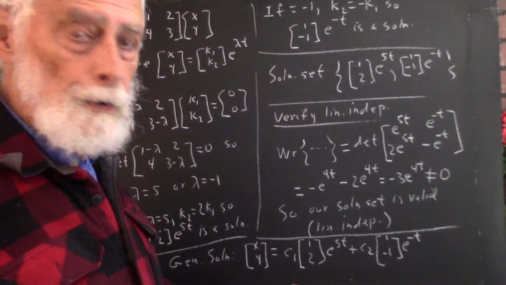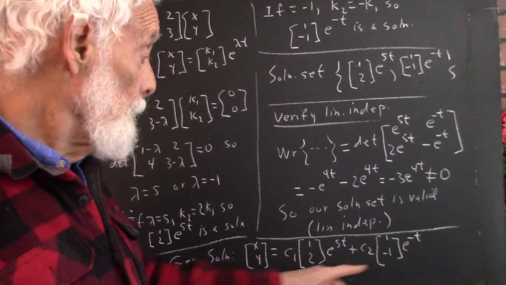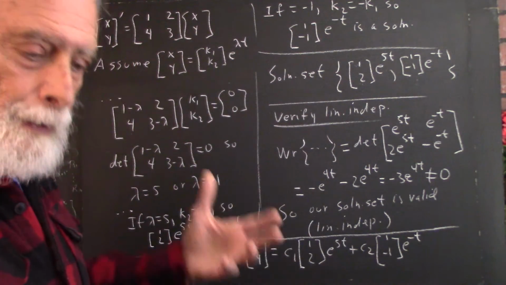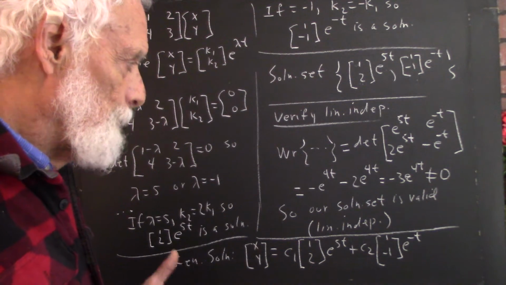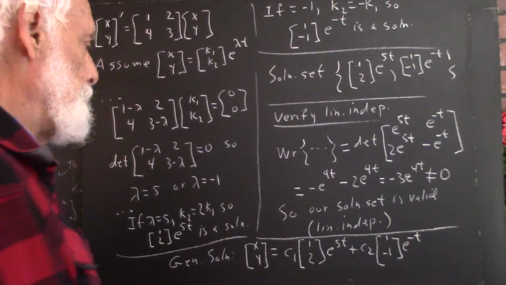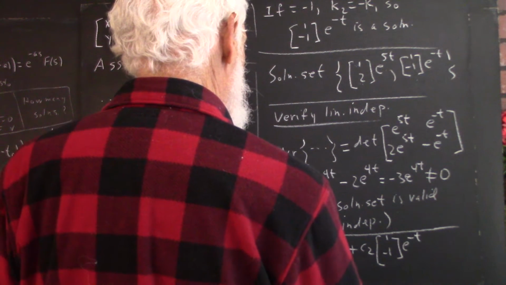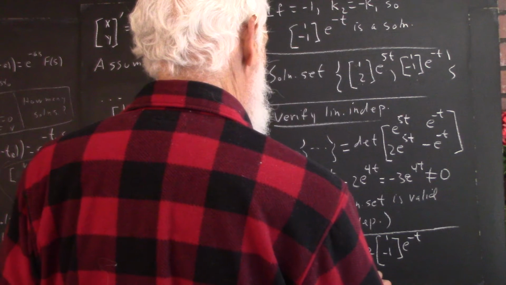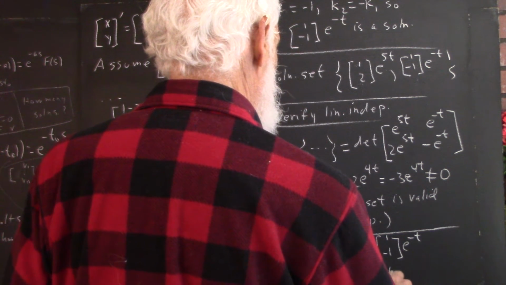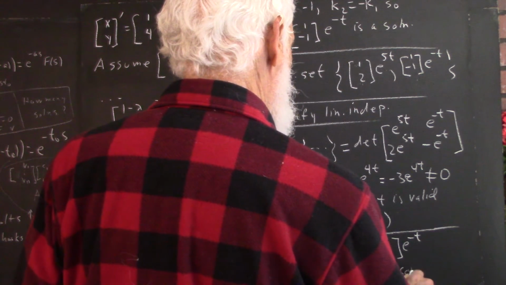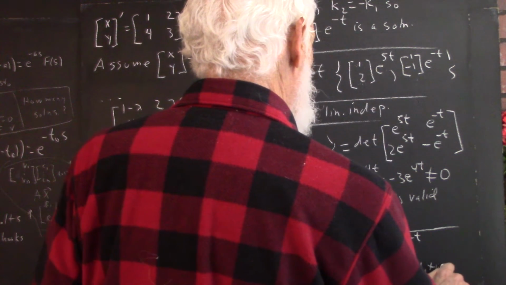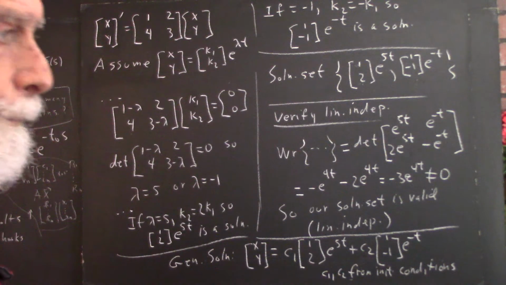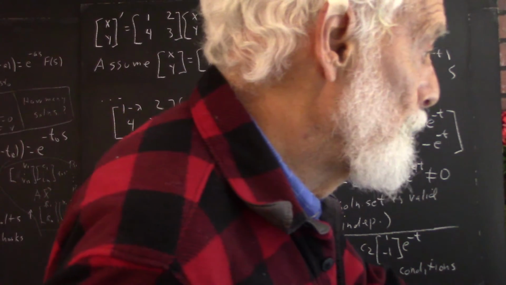Now if we have initial conditions, we can apply them so that C1 and C2 can be specified for a given situation. And I'll say C1 and C2 come then from initial conditions or boundary conditions.